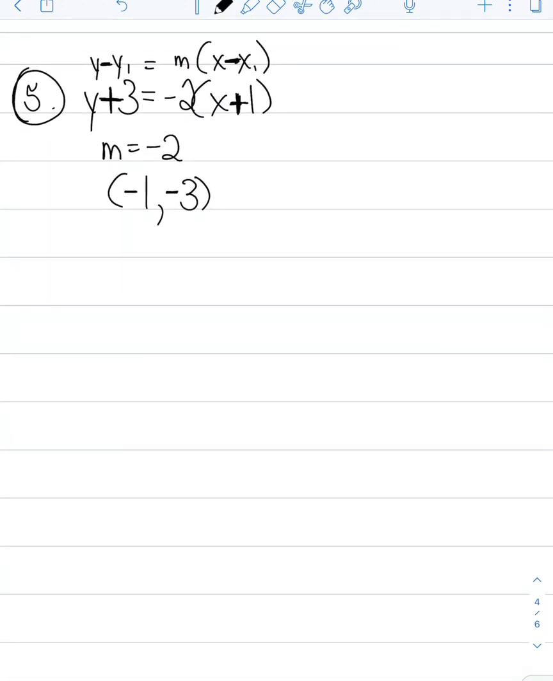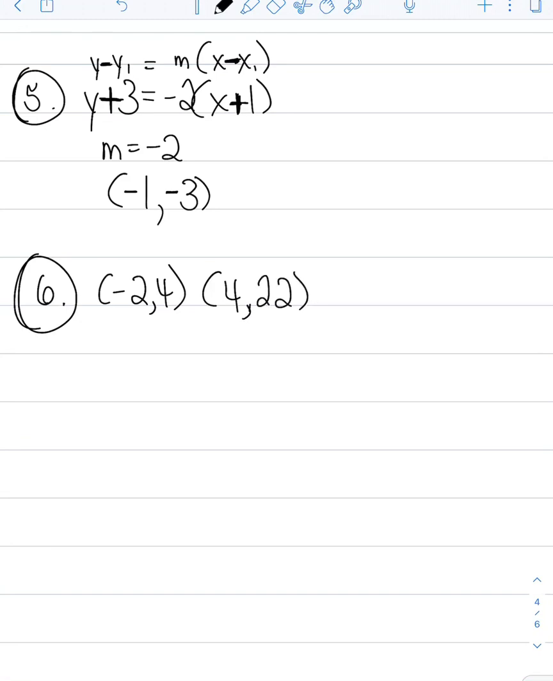I'm not always going to give you the slope and a point. Sometimes I'll give you 2 points. Let's take a look here. Let's say we have (-2, 4) and (4, 22). And I say, write an equation in point-slope form of the line that goes between these 2 points.